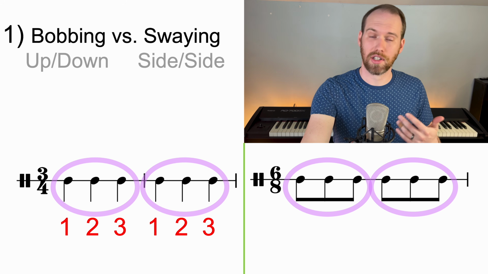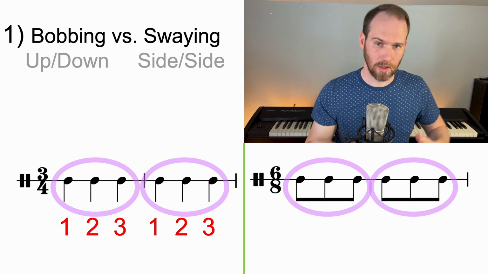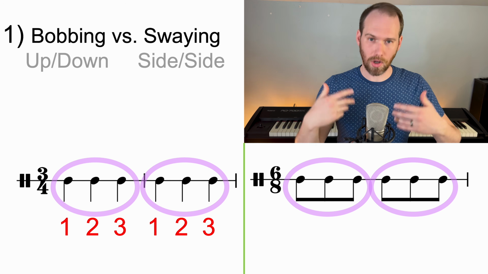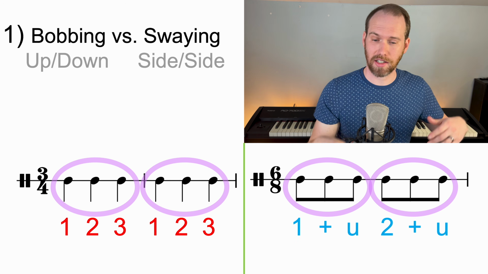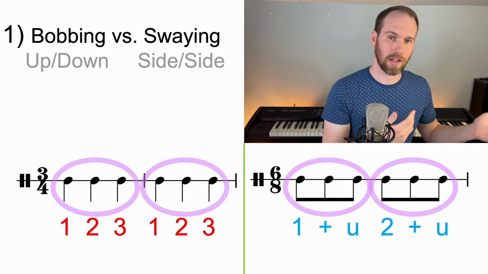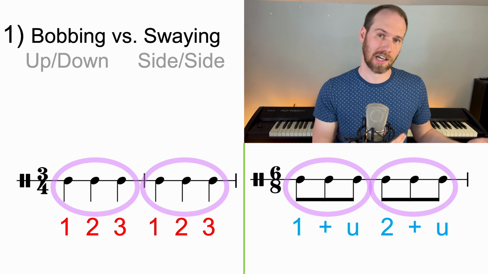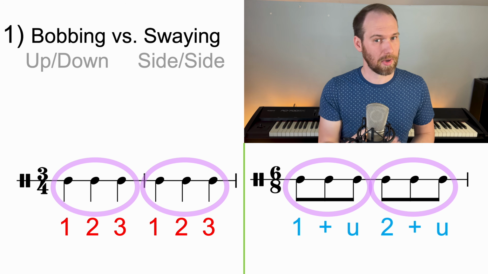But in 3/4, I'm counting the quarter notes as 1, 2, 3, 1, 2, 3. This kind of bobbing up and down, this waltz feel with it. Versus in 6/8, I like to count 1 and a 2 and I have more of this swaying action to it, kind of like a pendulum going back and forth, right?